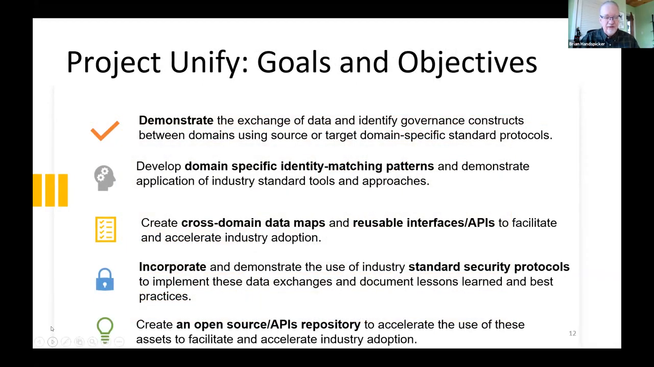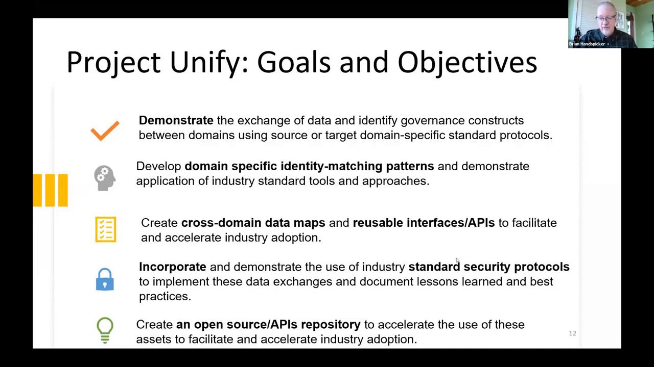So Project Unify, based on the vision, the user stories, and the associated understanding of what kind of data we need to be able to exchange between these different information domains, is to demonstrate the exchange of that data, understanding what governance challenges we may have. This is one of the things that Dr. McCoy mentioned earlier, that it's not sufficient to simply have a technical understanding of how we might exchange information between domains. We also have to overcome the bureaucratic policy and legal issues, statute issues associated with exchanging information, and do so based on what may be, in fact, domain-specific standard protocols for information exchange.